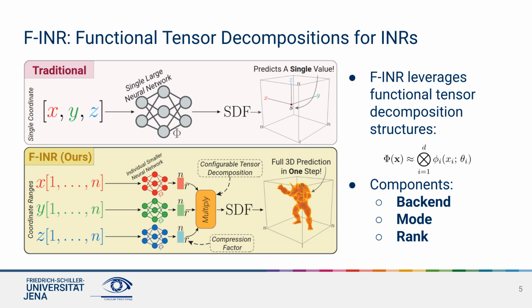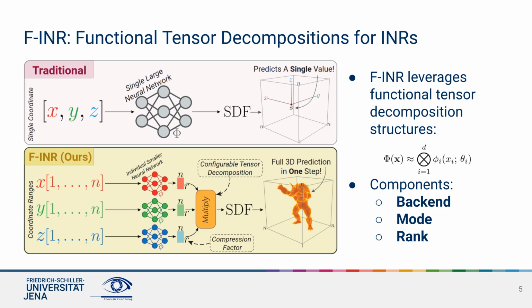Our idea is to combine functional tensor decompositions with implicit neural representations. A general coordinate based representation phi is expressed as outer product of univariate axis specific neural networks. In the figure, we can see FINR versus traditional INR.